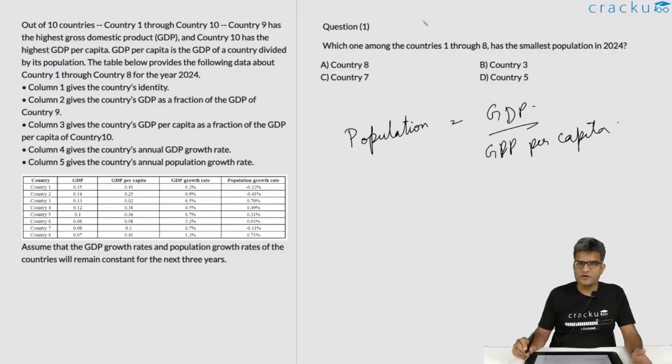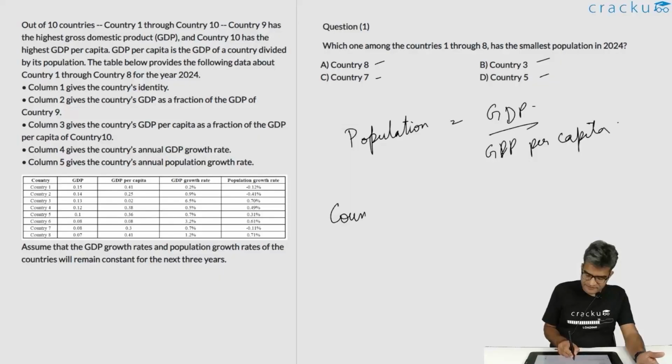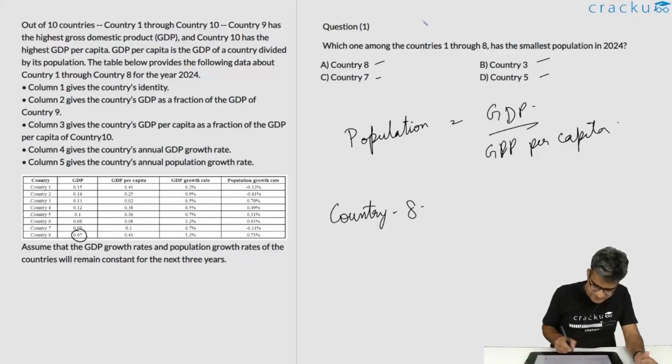So let us look at the four options. Even though it says that from countries 1 to 8, we essentially have to just look at country 8, country 3, country 7 and country 5. So for country 8, what is the GDP? GDP is 0.07. And what is the GDP per capita? It is 0.41.